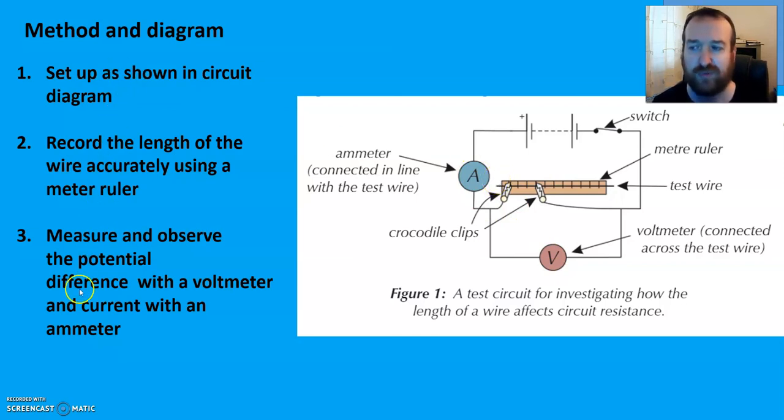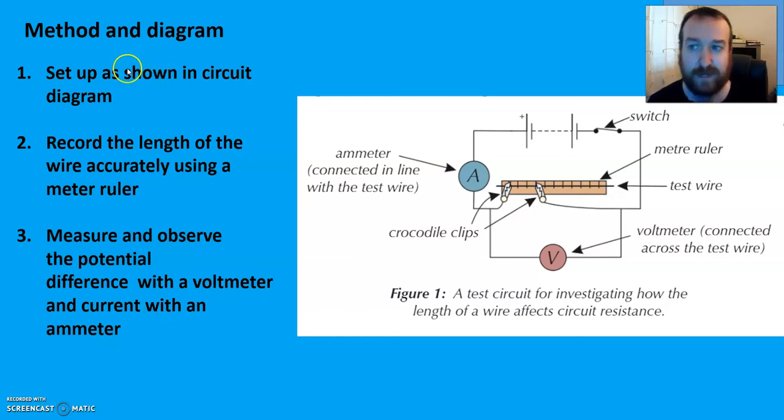So here's a really brief method: just set up as shown in the circuit diagram. Record the length accurately using a meter ruler, so using the scale of the ruler. Measure and observe the potential difference with a voltmeter and the current with the ammeter, and then we can use those to calculate that resistance.